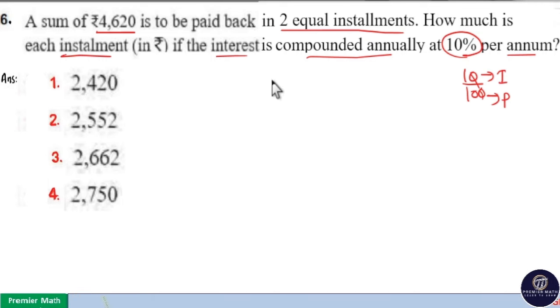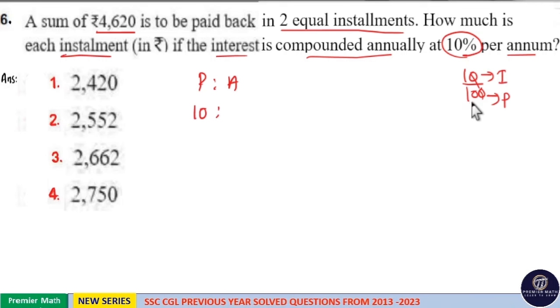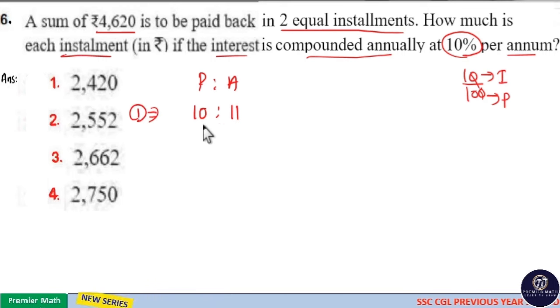Here, take the ratio of principal and amount. Principal is 10 parts and amount is 10 plus 1, 11 parts. Now you can see this is for 1 year.